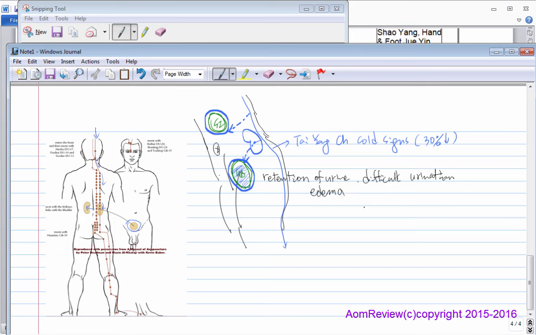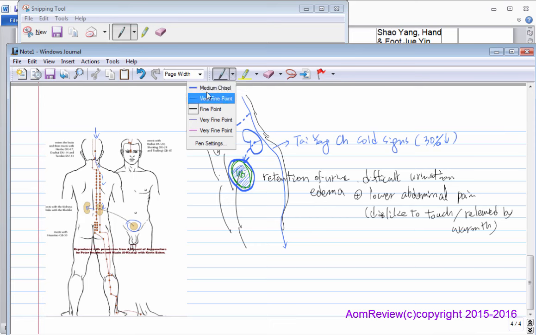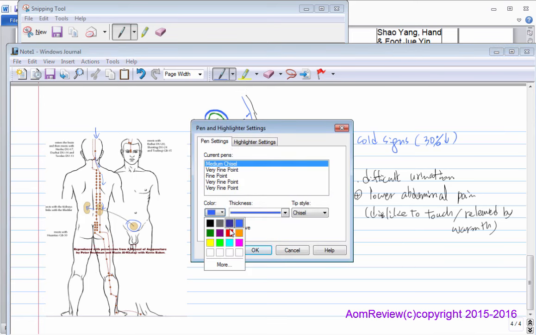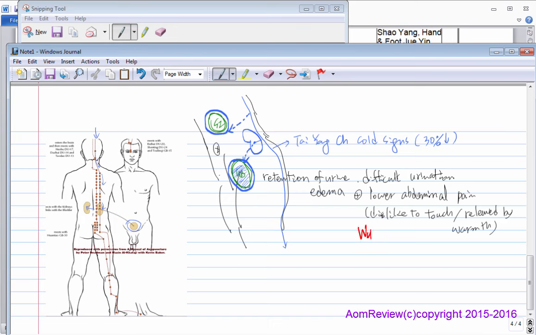And this type of condition can be seen, but also there's water retention in the urinary bladder, so you might have lower abdominal pain with dislike of touch, and also relieved by warmth. If you apply something warm, maybe the symptom might get better. So this we call the Wuling San sign. Wuling San sign. Wuling San condition, right? The Wuling San condition is explained this way.